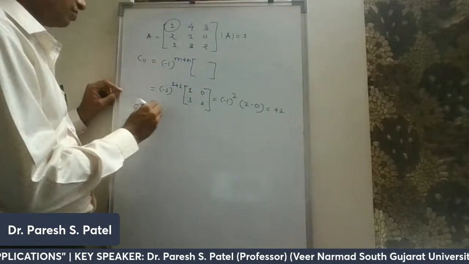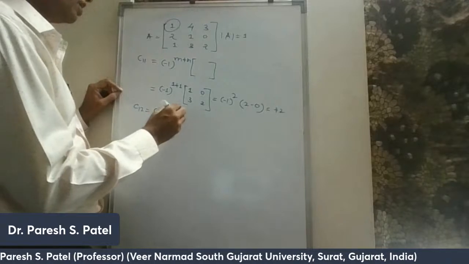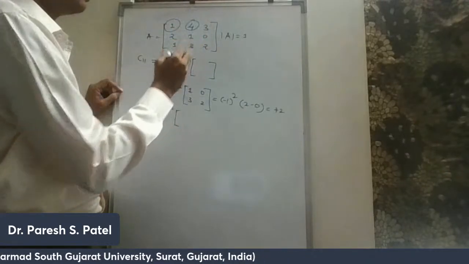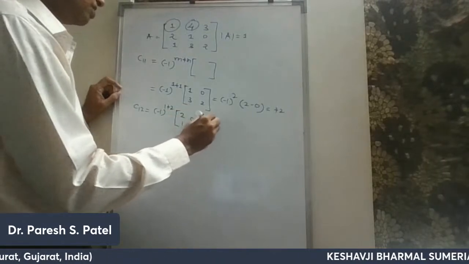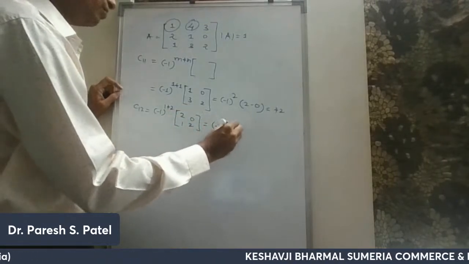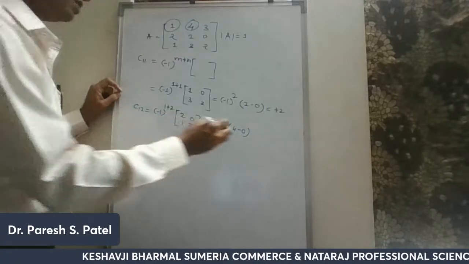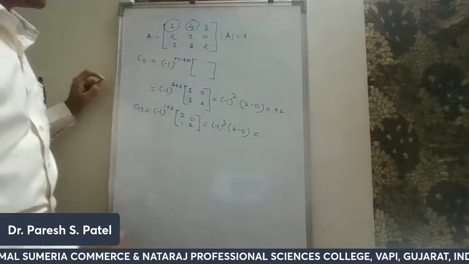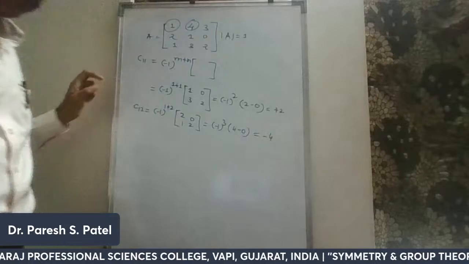C12 is minus 1 raised to 1 plus 2, first row, second column. The remaining matrix is 2, 0, 1, 2, which equals minus 1 raised to 3 times (4 minus 0), which is minus 1 times 4. It means the value is minus 4.